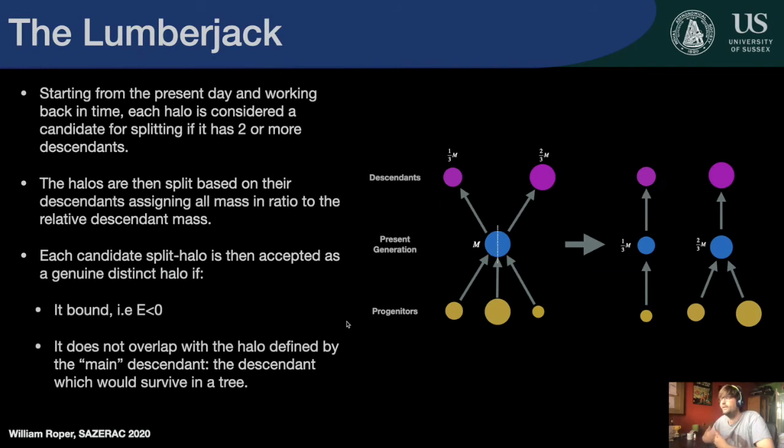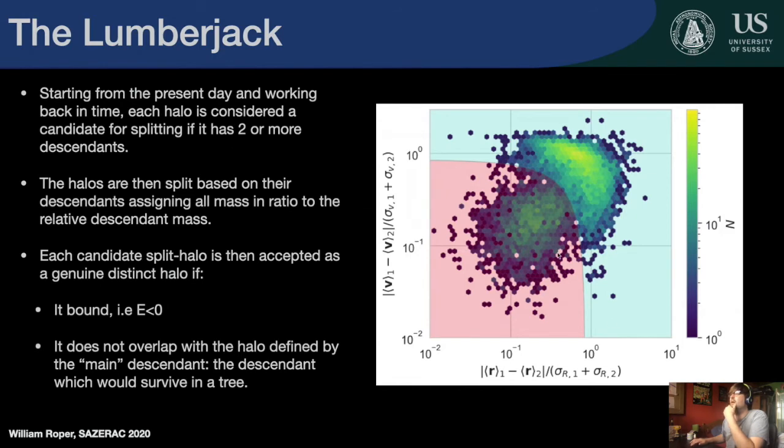So we need some steps to check that. So we first split everything apart to create a candidate split halo. And then we accept these candidates if the split halos themselves are bound, or if they do not overlap with the main descendant. So the main descendant here would be the most massive, the one with the largest contribution from this halo. So we test all of these candidate split halos in this way, and we get overlaps that are shown here in this plot. So on the x-axis here, you have the spatial overlap, and on the y-axis, there is the velocity overlap. And I'll sort of leave the nitty-gritty details to the paper.